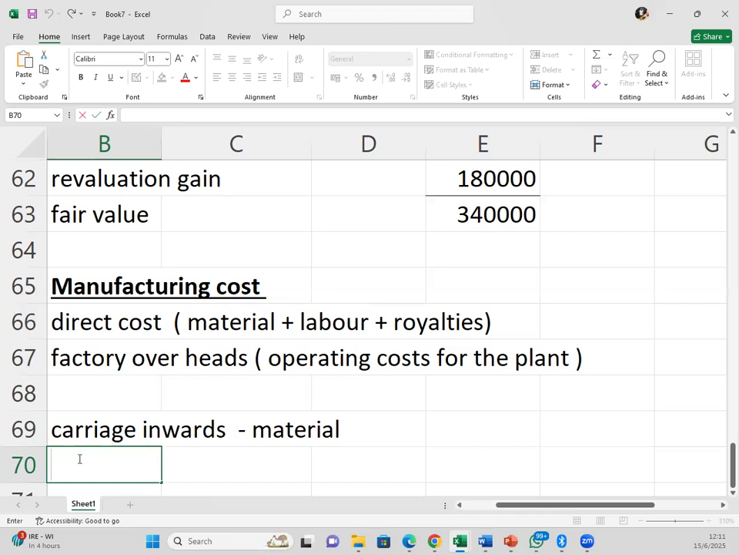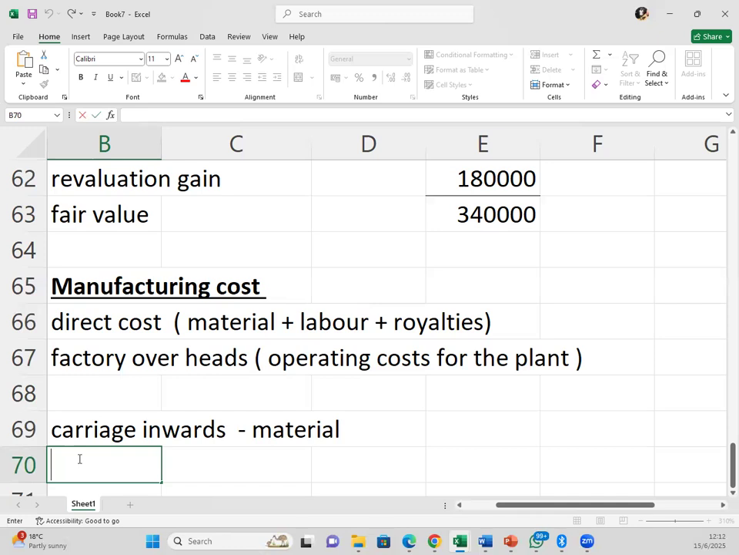Then the carriage outwards. Carriage outwards is not part of the cost of the material because carriage outwards is the cost we pay to transport finished products. It's not a cost of producing the product, but it's a cost that we incur after the production. We are now carrying the goods out of the warehouse after the goods have been produced. So we incur that cost after the goods have been produced, so we leave that one.